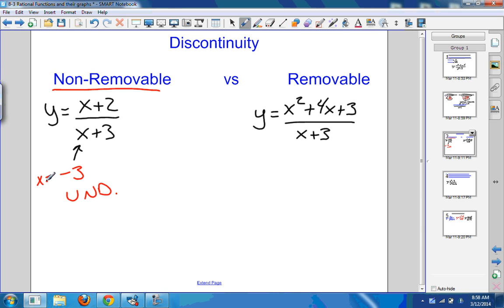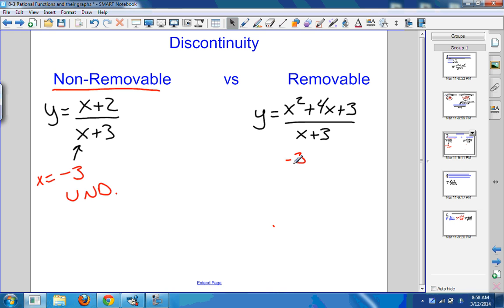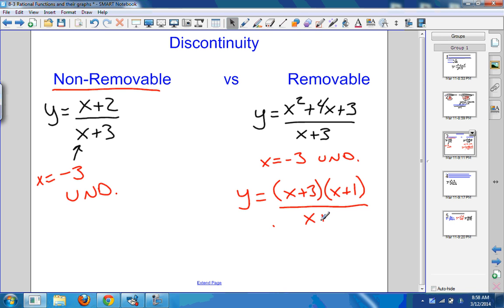Over here, we have the same thing. If I plug in a -3, we're going to get an undefined point, a point of discontinuity. But if I do a little math magic here, and I factor this numerator here to x plus 3, x plus 1, hopefully you all remember that factor, over x plus 3, I can see that my x plus 3's cancel out, and I get y equals x plus 1.